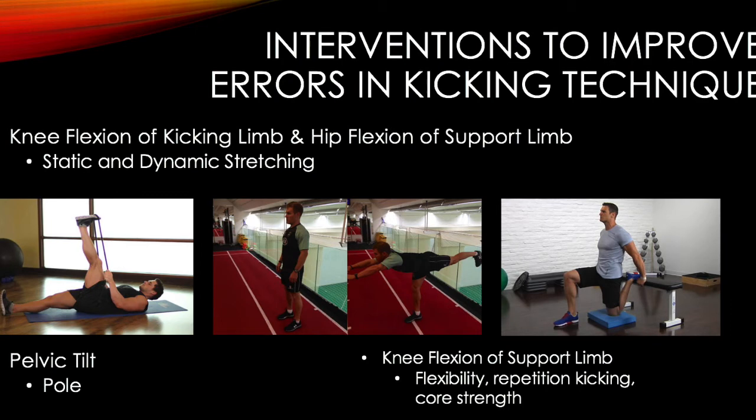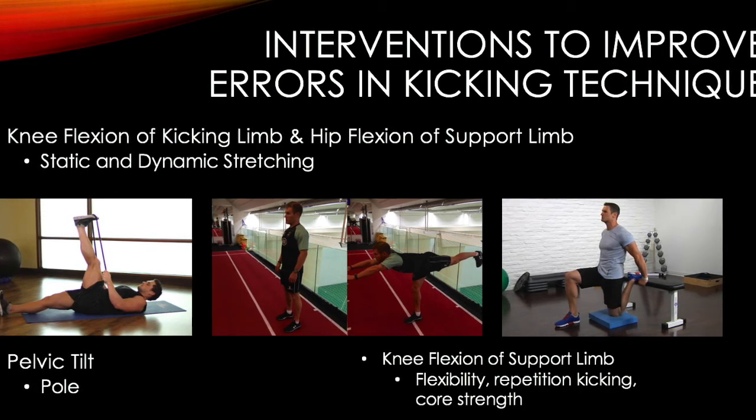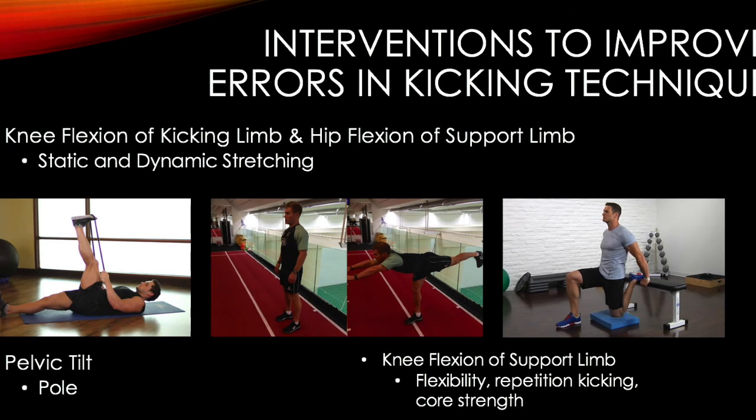Another key area needed for improvement is pelvic tilt. This can easily be adjusted through practice. This can be improved by placing a pole over the athlete's lower back at an appropriate pressure to make the athlete adjust their tilt during kicking. This will lead to improving their accuracy.